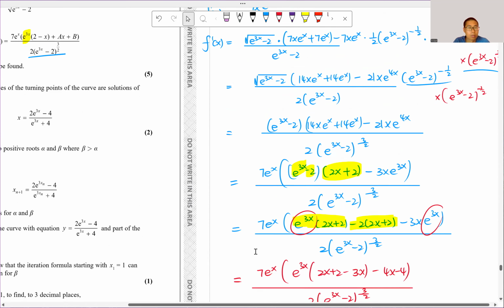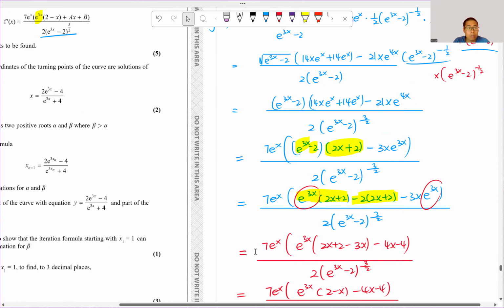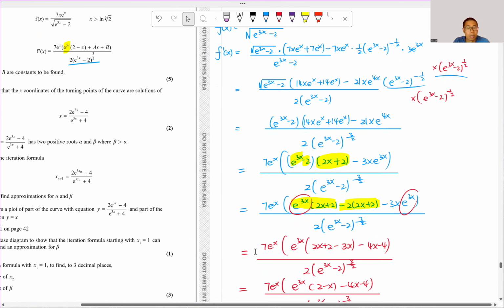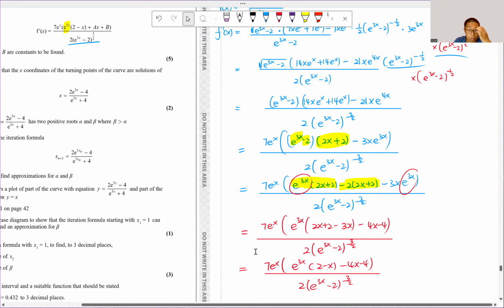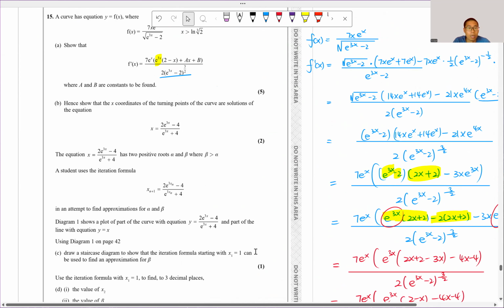So 7e^x, and then e^(3x) times (2 minus x) minus 4x minus 4, over the same denominator. Okay, fine. And then let's have a look at part B.